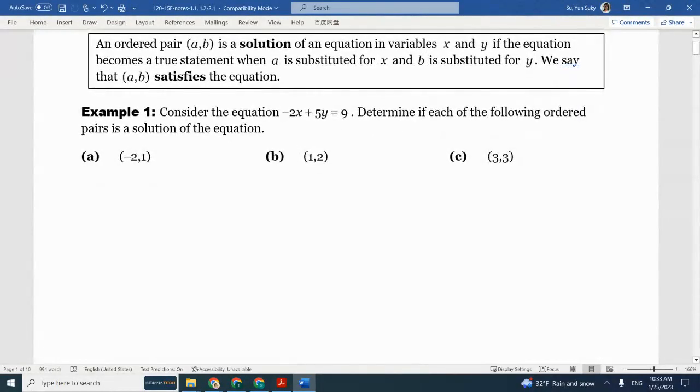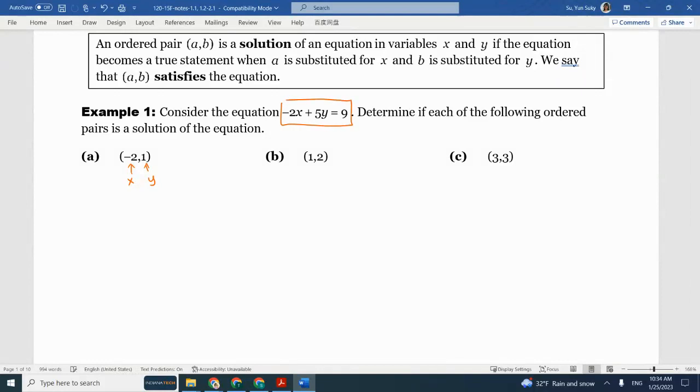Okay, so example 1. Consider the equation. So here we have a linear equation. Linear means the power of x is 1 and the power of y is also 1. Yeah, so this is a linear equation. We want to determine if each of the following ordered pairs is a solution of the equation. Okay, so let's see the first one. The x coordinate is -2 and the y coordinate is 1. Therefore, we plug in x is -2 and y is 1.